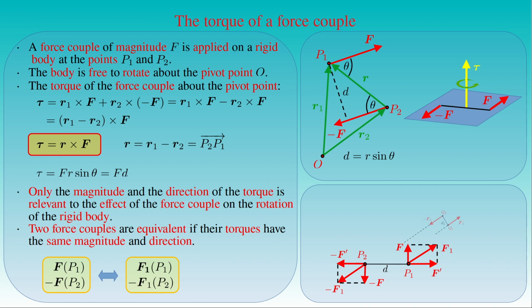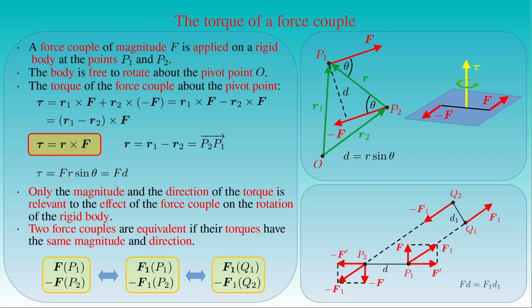If we translate the pair of forces F1 and minus F1 such that their points of application are at the points Q1 and Q2, then the force couple F1 and minus F1 applied at the points Q1 and Q2 is still equivalent with the original force couple. This can be seen from the fact that the magnitude of the force F times the distance d between the lines of action of the forces F and minus F is equal to the magnitude of the force F1 times the distance d1 between the lines of action of the forces F1 and minus F1.